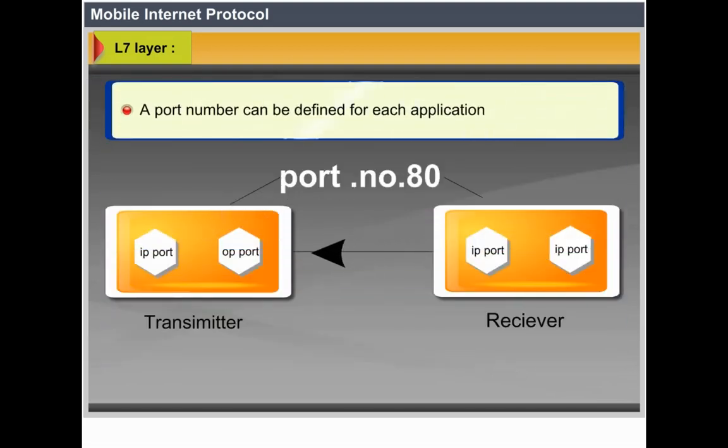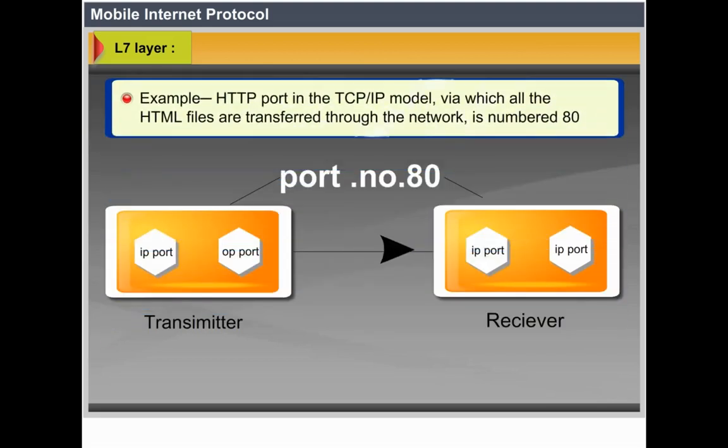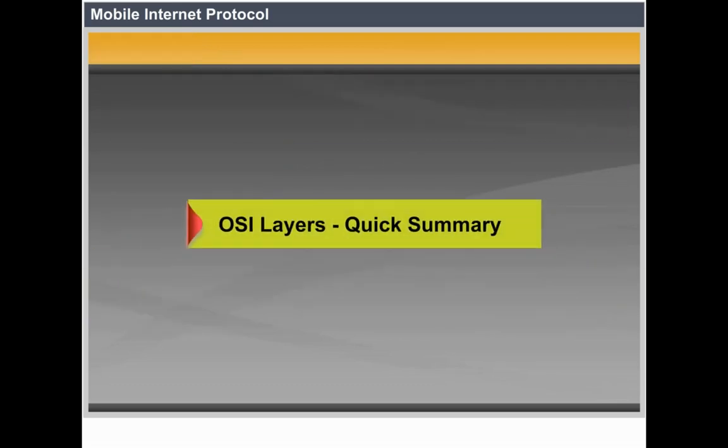A port number can be defined for each application. A port can be numbered in order to define and distinguish each application's data easily. Example: HTTP port in the TCP/IP model, through which all the HTML files are transferred through the network, is numbered 80. The below figure shows OSI layers quick summary.